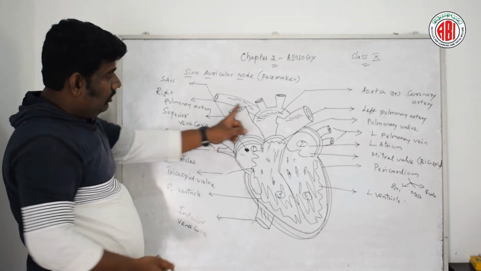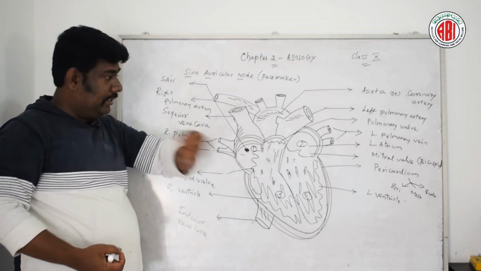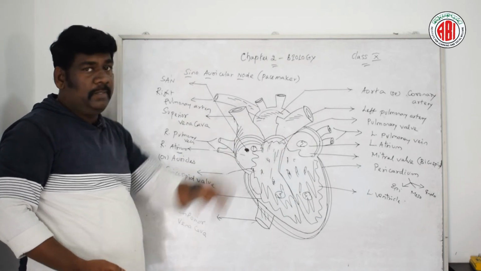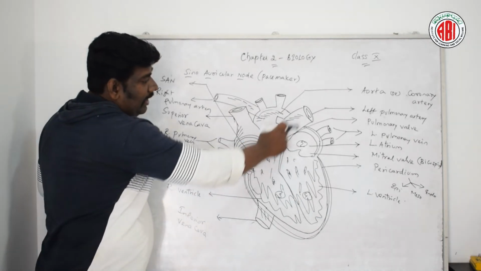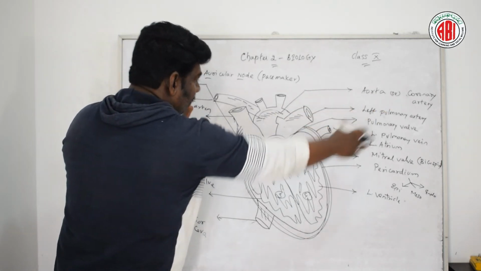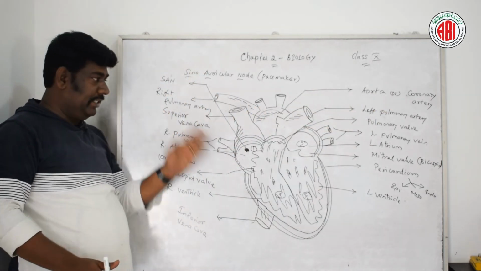Okay, so the shape should be remembered. The U shape is called the aorta, and this Y shape artery is called the pulmonary artery. The pulmonary artery is further divided into both sides, right side and left side. The left side goes from there, and the right side comes from here.